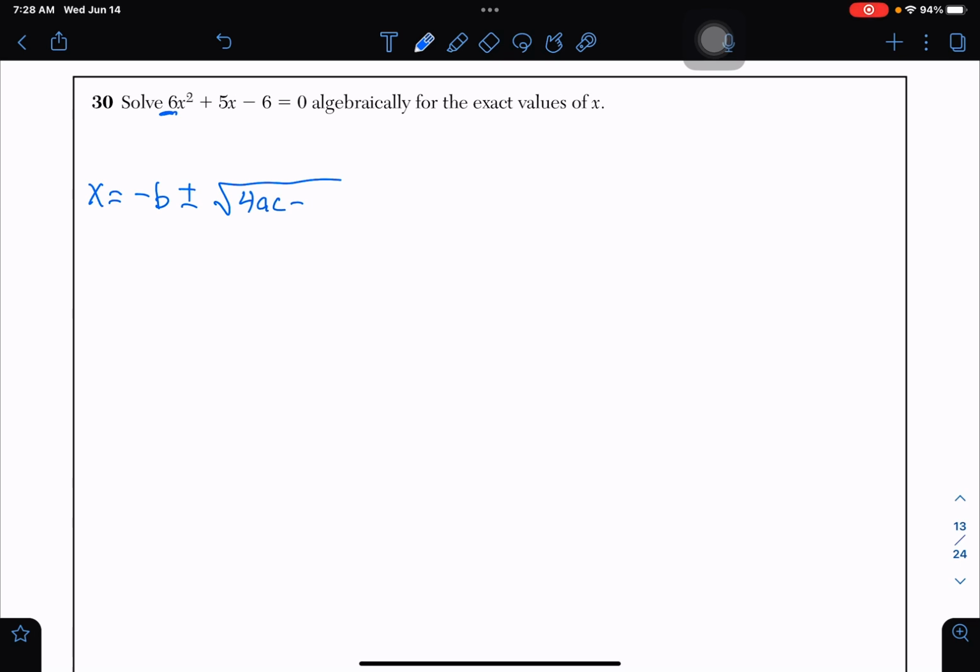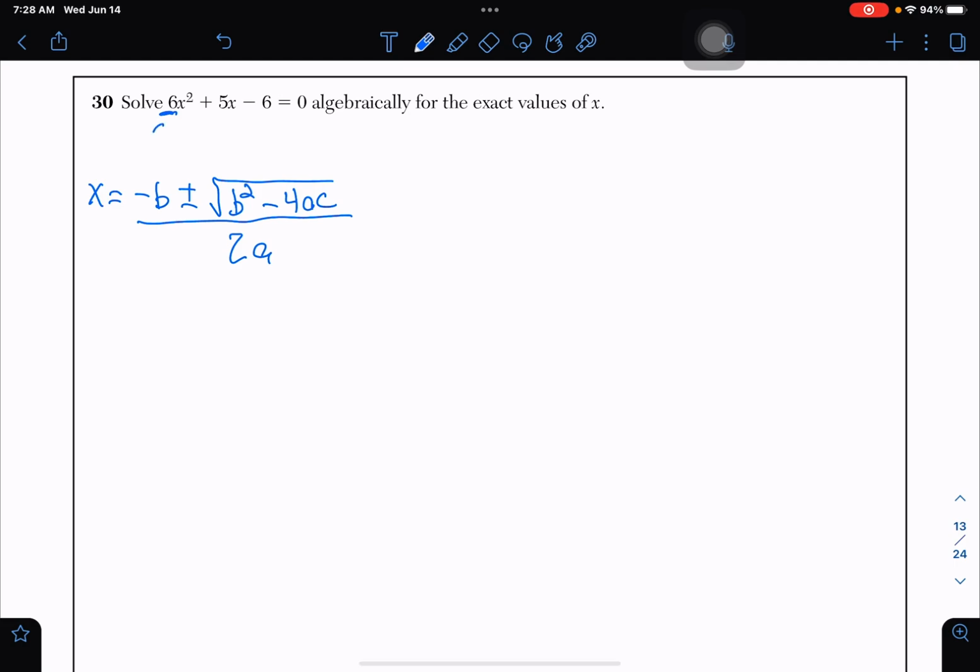Holy smokes, hold on. Jumped the gun. The square root of b squared minus 4ac all over 2a, right? So check your table, right? If they were looking for solve algebraically, you can use the quadratic formula if you don't know how to factor it. That goes for anything.